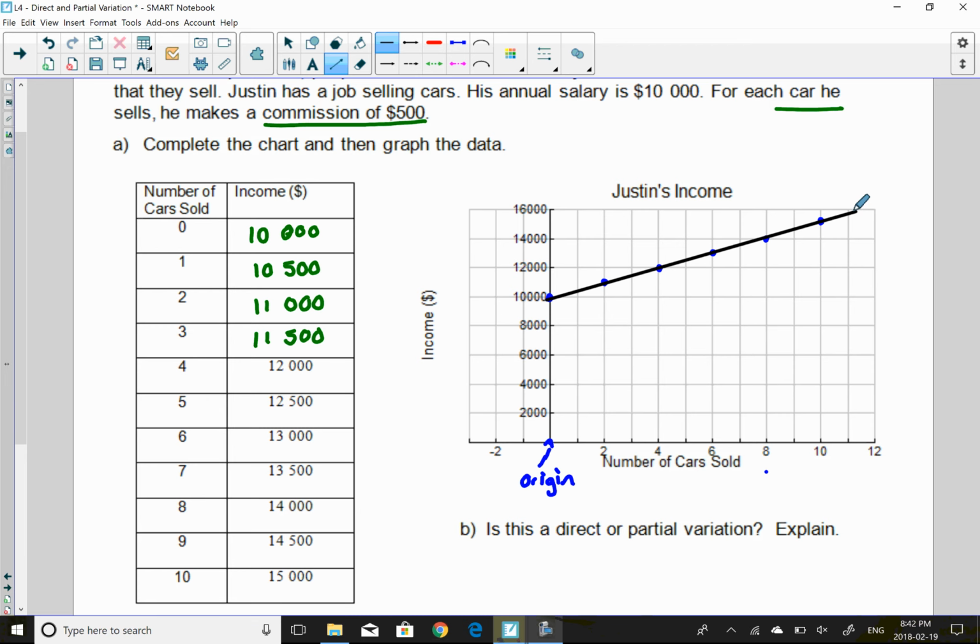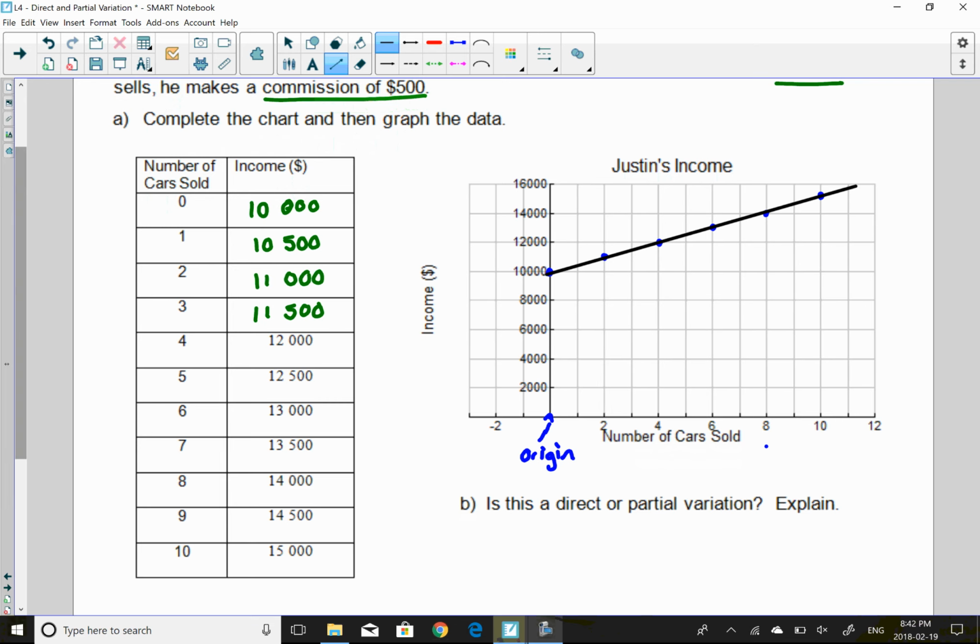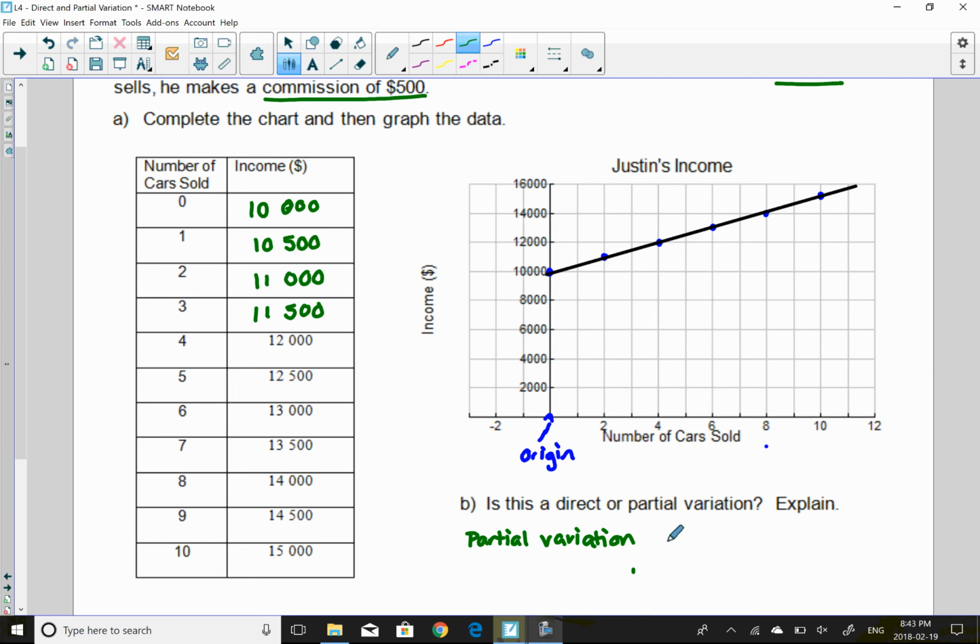And it did not start at the origin. So we're going to say that this is partial variation because when he sells 0 cars, he still makes money. So he's not starting at 0, 0.